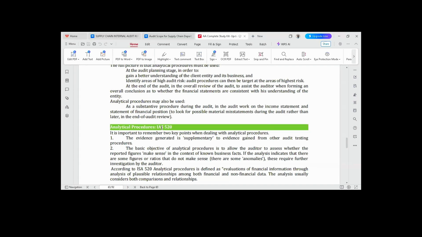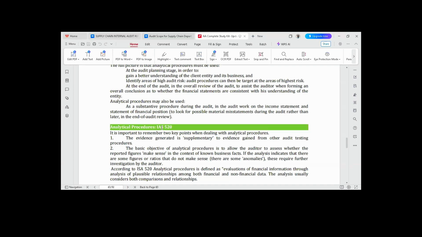Then again, the analytical review procedure allows the auditor to assess whether reported figures make sense in the context of known business facts. You can't just put any figure there. And mind you, when you talk about analytical review procedures, you're talking about three things. One, ratio analysis. Two, trend analysis. The third one is net changes.